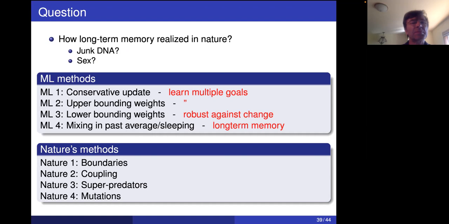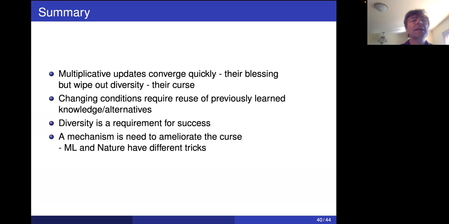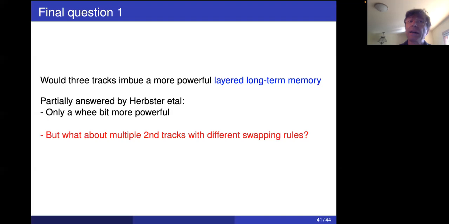Okay, in summary, multiplicative updates converge too quickly, which is their blessing, but they wipe out diversity, their curse. Changing conditions require reuse of previously learned knowledge alternatives, and diversity is a requirement for success. So a lot of mixing is extremely dangerous because you cause die out and then you're not adaptive anymore. So a mechanism is needed. And I have a bunch of final questions.